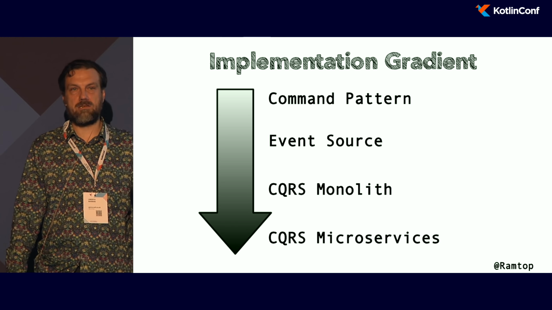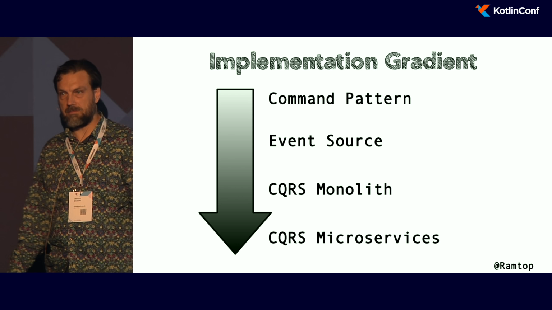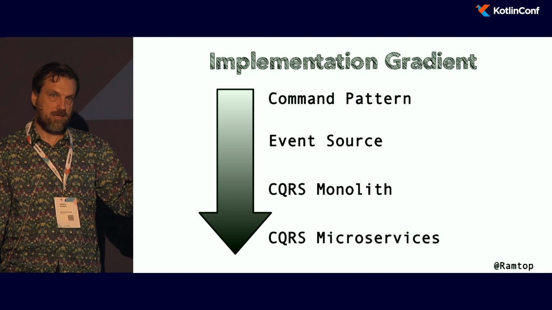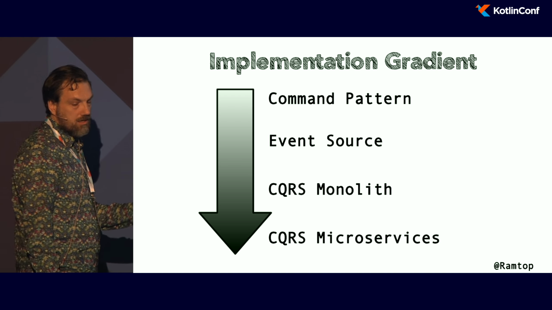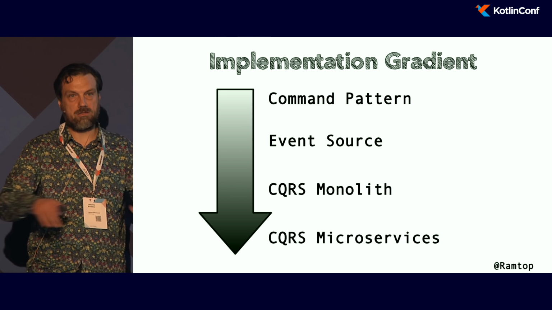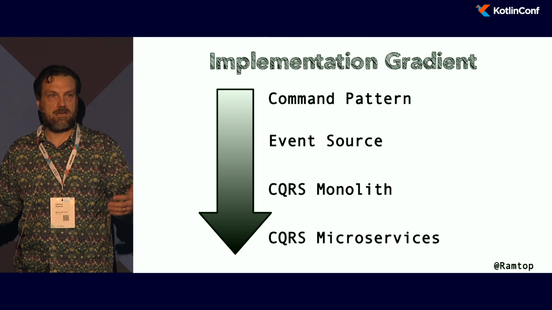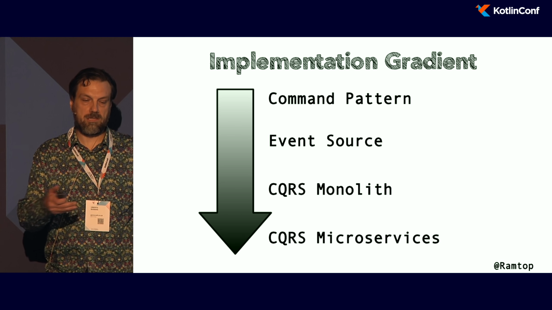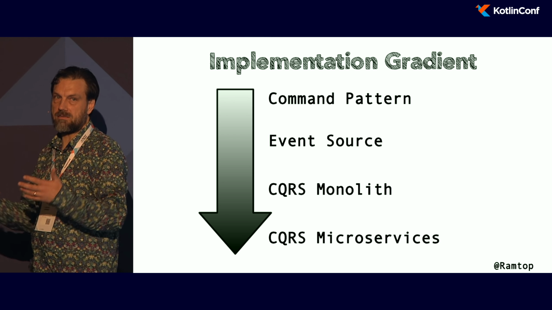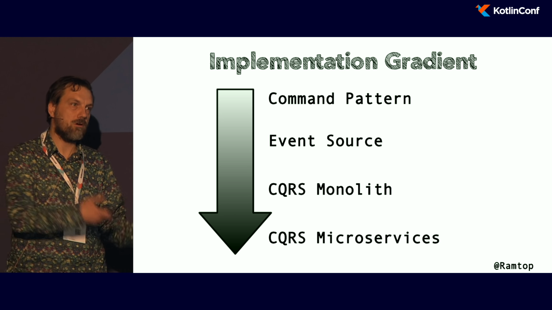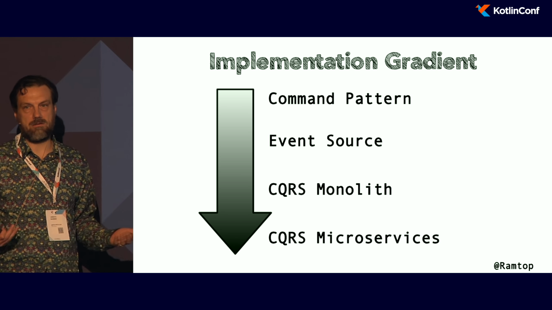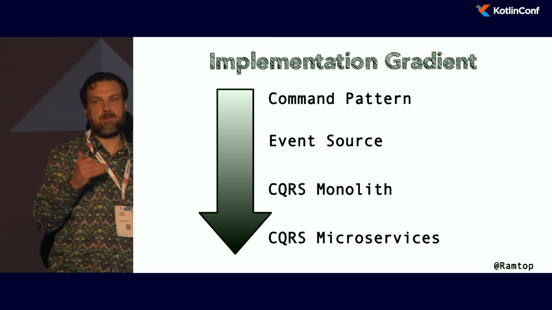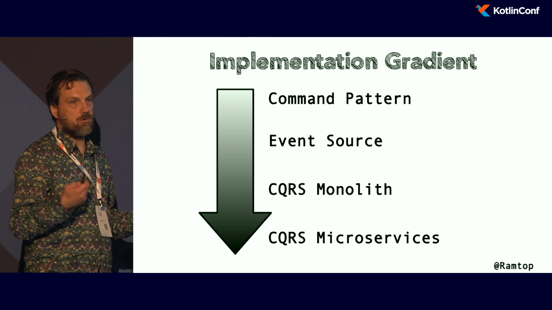And I want to show two presentations. This I call the implementation gradient, basically. You can start with a very simple command pattern, and then you can add events as a source of truth. Then you can have a CQRS monolith, or you can also split it into CQRS microservices. And you really don't have to make the decision up front. You can start with something simple, like a command pattern, and then start adding complexity when your system really needs it. Of course, if you already know that it needs it, you can go all the way down. But at least to understand it, it is better to see it as a kind of gradient, and you can stop at the point where you are more comfortable and that makes more sense for your situation.